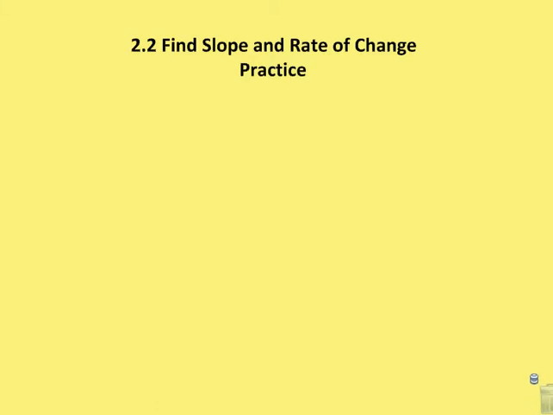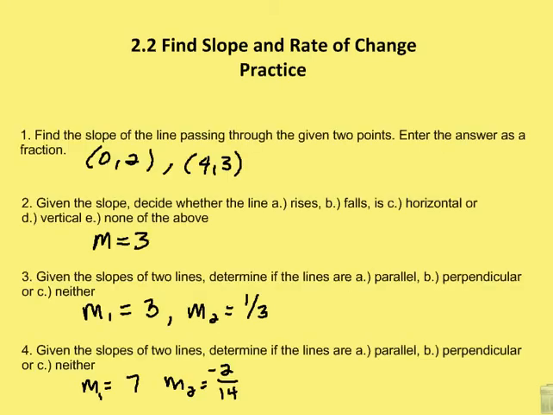In this edition of Otten Math, we're going to work through a couple problems involving slope and rate of change. All right, so the first question, there are four questions. First question says, find the slope of the line passing through the two given points. Enter the answer as a fraction.